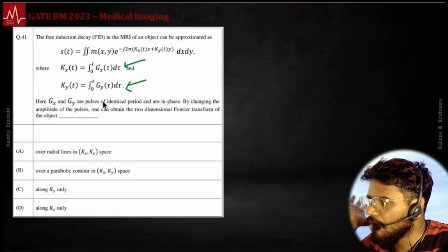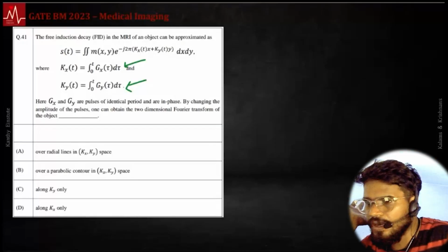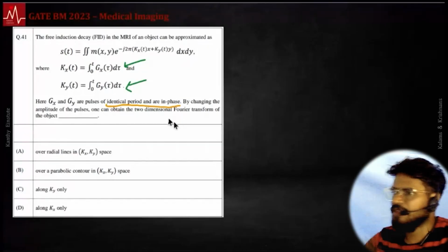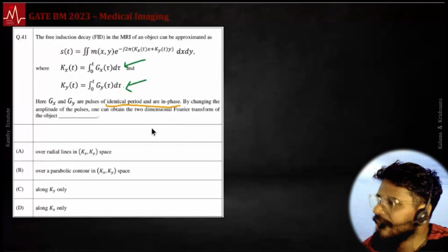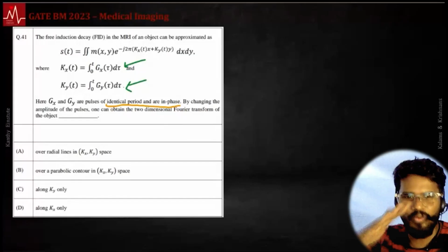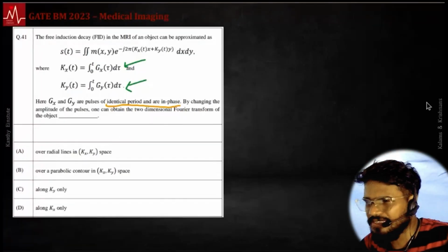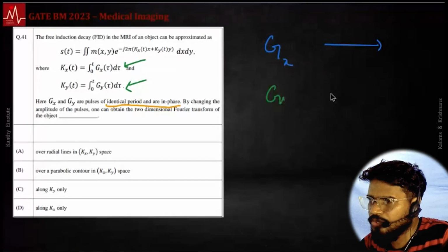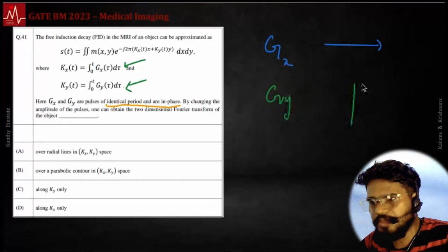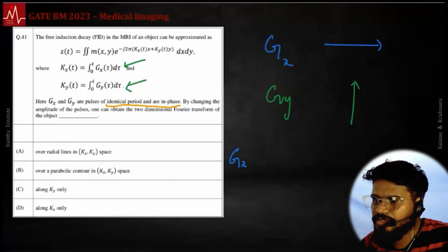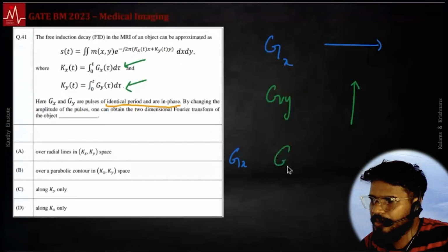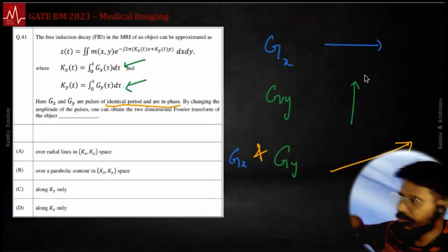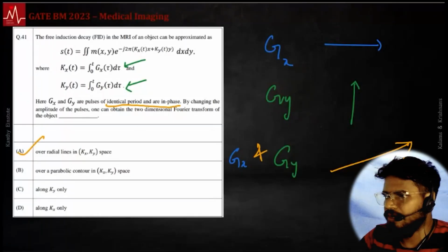If both Gy and Gx are applied and they are identical and in phase, changing the amplitude of the pulses, one can obtain the two-dimensional Fourier transform of the object, or radial lines. So with both X and Y, it will move along X and Y both, that is radial lines. Only Gx, it will move this way. Only Gy, it will move this way in K space. Of course, it can be negative, in which case it will move the other way, and so on.